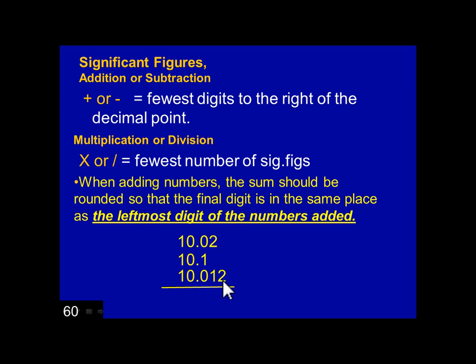So compare these numbers. The ones that are added, this measurement has the leftmost decimal place here. So you'd round to this place, the 10th place. So if you're adding these numbers, you get 30.123 on your calculator, but you should round that to 30.1. That's what we mean by leftmost-most. Little confusing there, but hopefully this example will illustrate it for you.